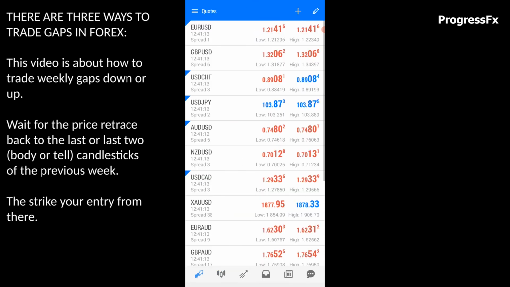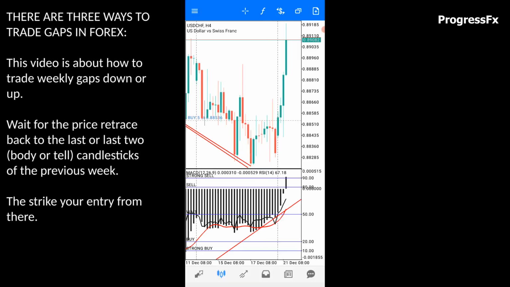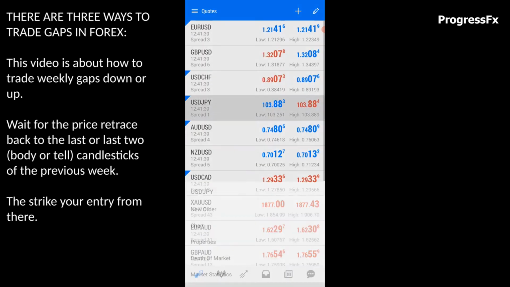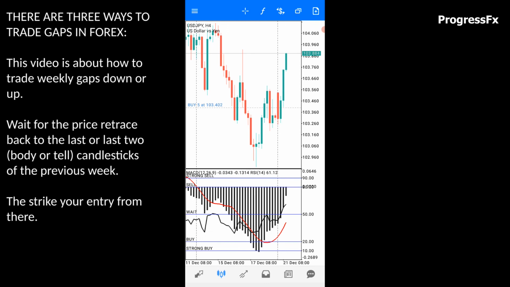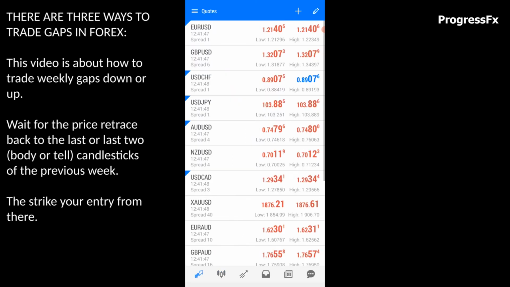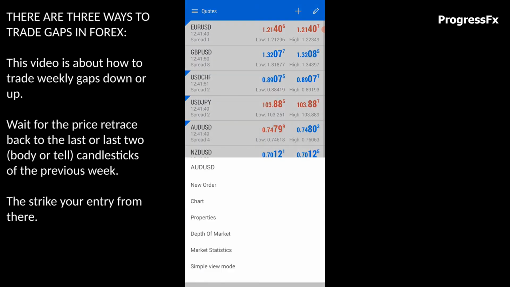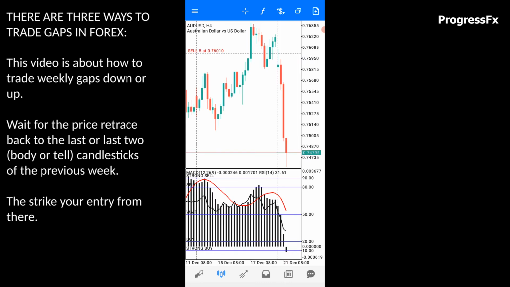So let me show you USD Swiss franc. The same thing happened here. There was a gap. So I picked up the trade very early in the morning. I also posted it in our signal channel, so you can see it. Let's go to USD JPY. You see the same thing happening here. Let's go to Australia dollar USD. You see the same gap.